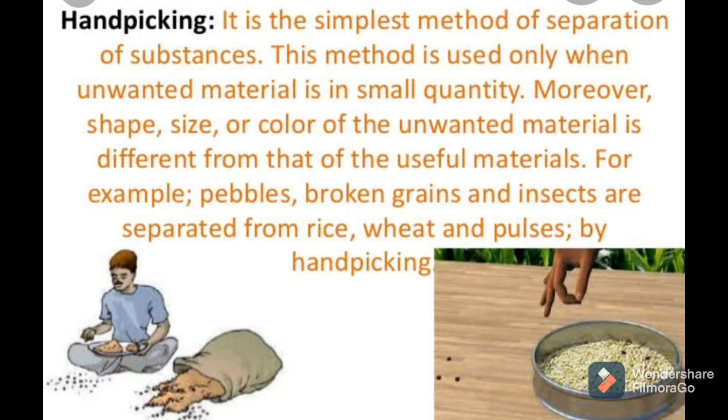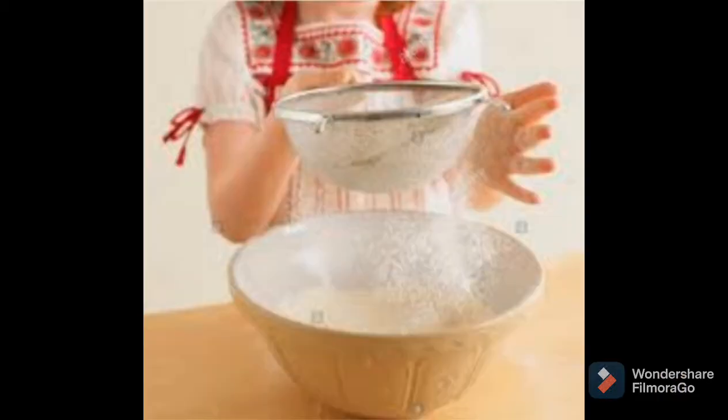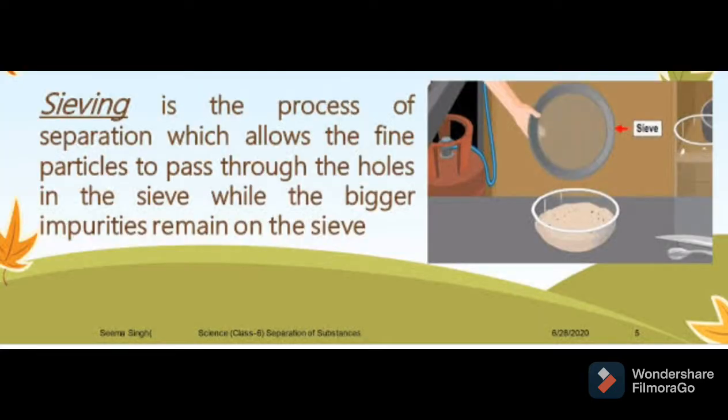The second method for solid and solid mixture separation is sieving. Also we are continuously using sieving at our home. Your mother uses this process to separate larger particles, husk, or some unwanted material present in wheat flour by using a sieve. Sieving is the process of separation which allows fine particles to pass through the holes in the sieve, while the bigger impurities remain on the sieve.